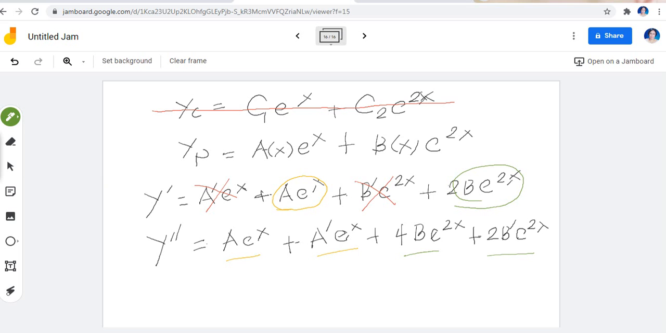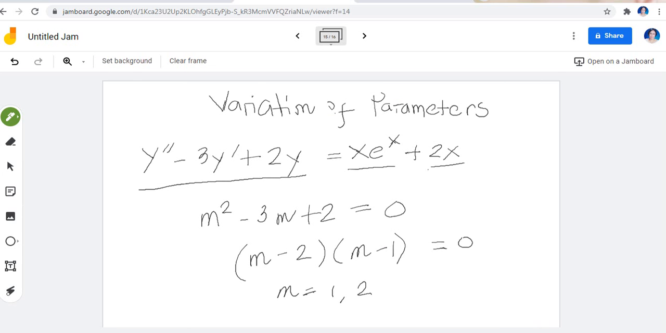Now, what we'll do next will be the same as what we have done with the method of undetermined coefficients. We will substitute the derivatives of our unknown function to the original differential equation. So, this is our original differential equation. So, we will do that.